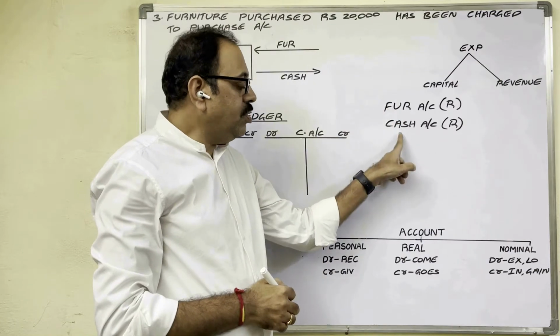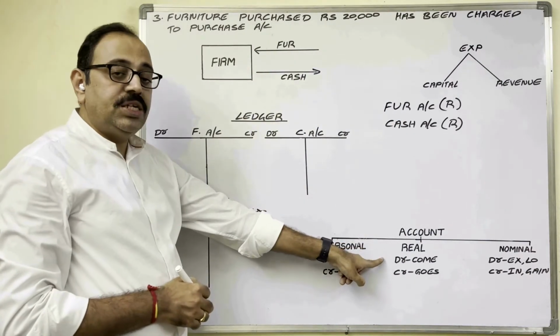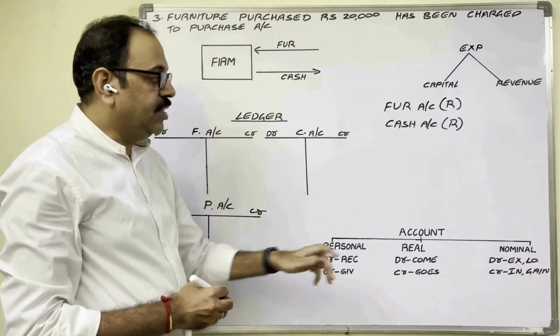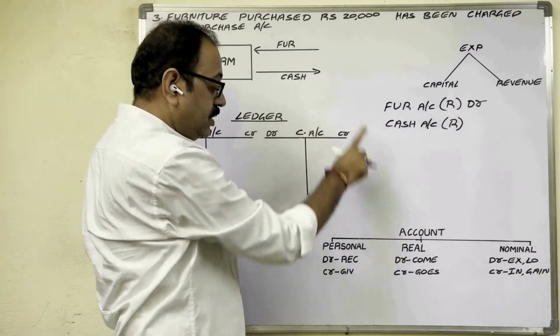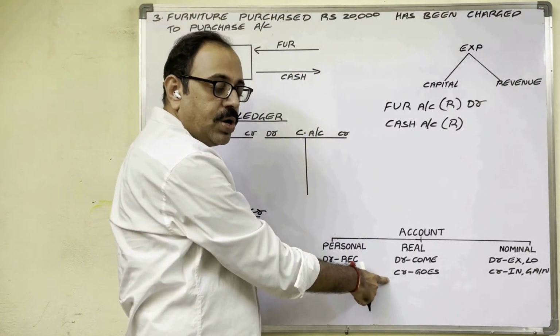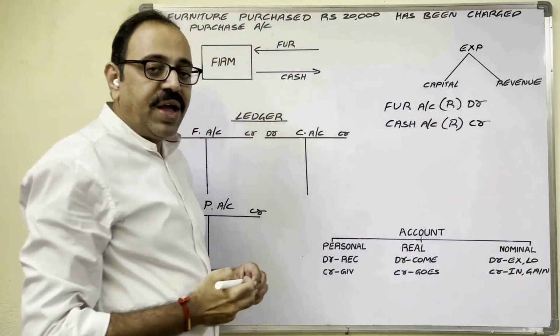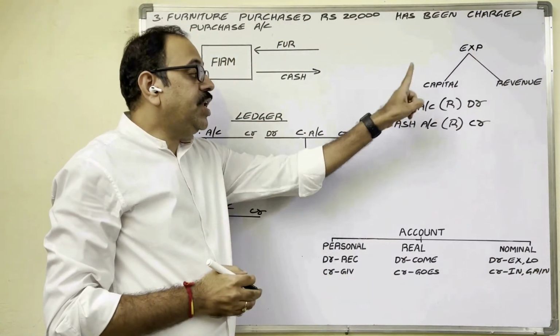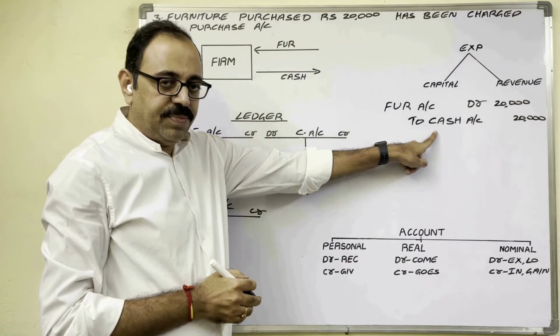Real account rule: debit what comes in, credit what goes out. For these two accounts, the same rule is applicable. Furniture is coming, first line is applicable. Debit what comes in. Furniture account we should debit. Cash is going, second line is applicable. Credit what goes out. Cash account we should credit. Then the final entry is furniture account debtor to cash account. In journal, we should write this entry.